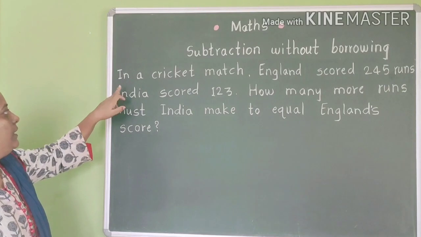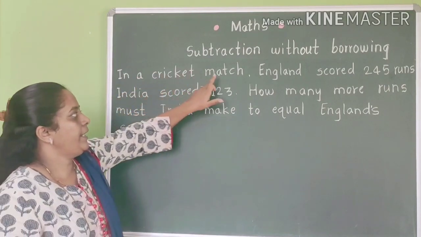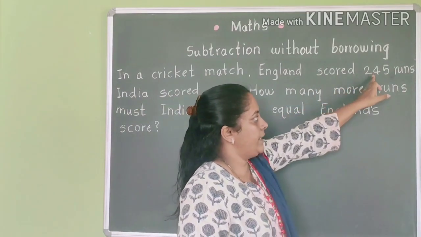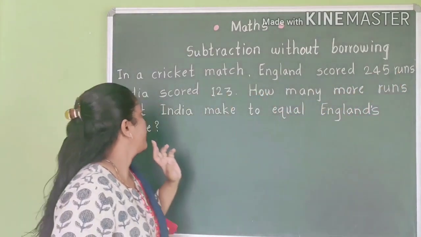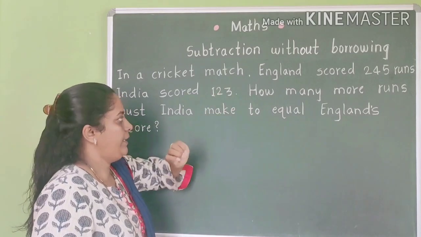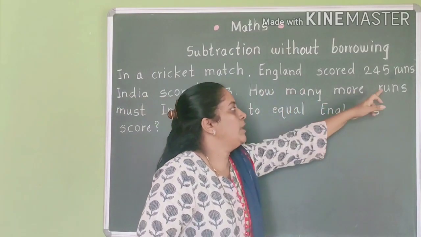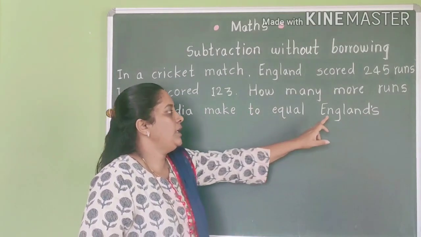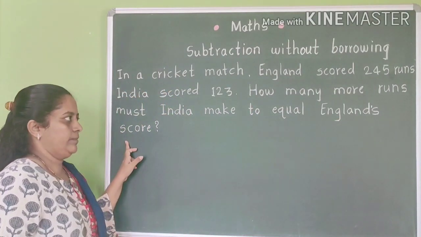In this example, in a cricket match, England scored 245 runs. India scored 123. How many more runs must India make to equal England's score?